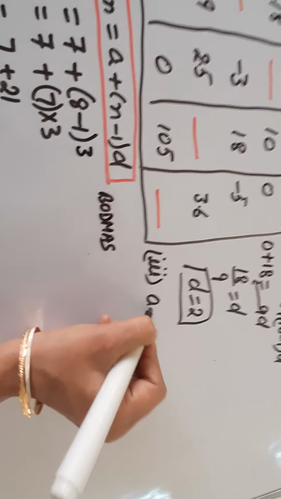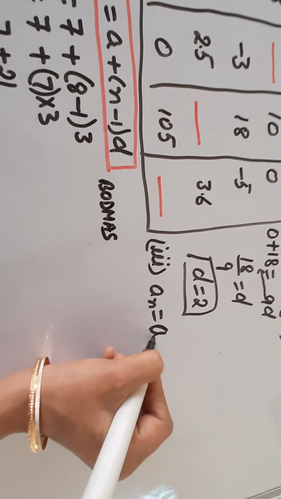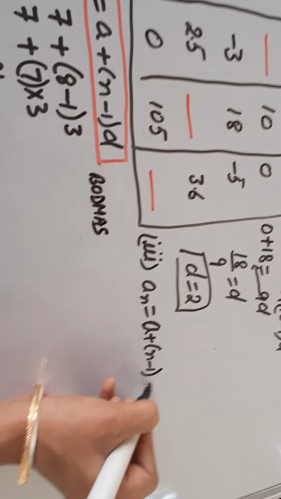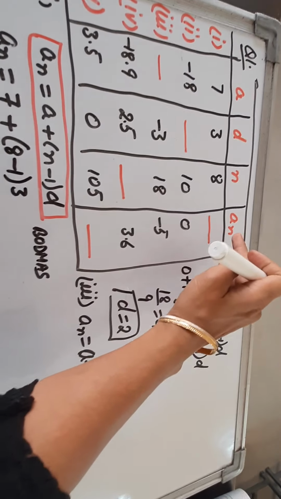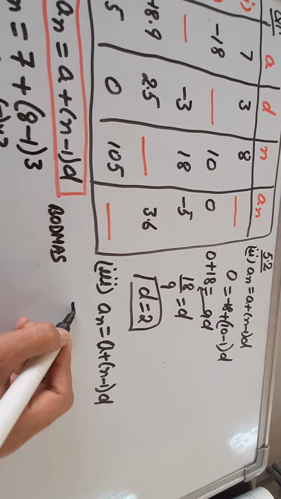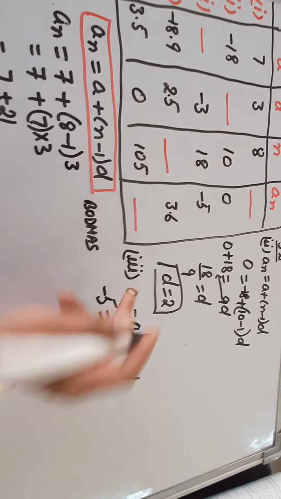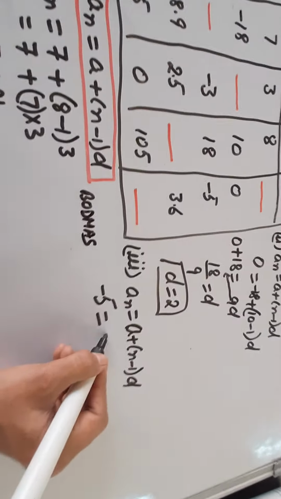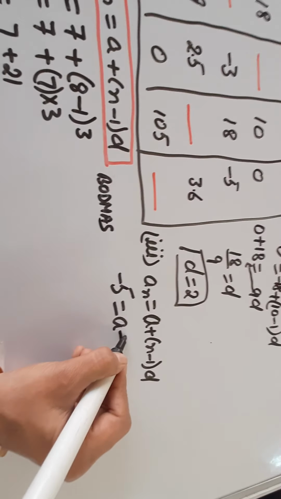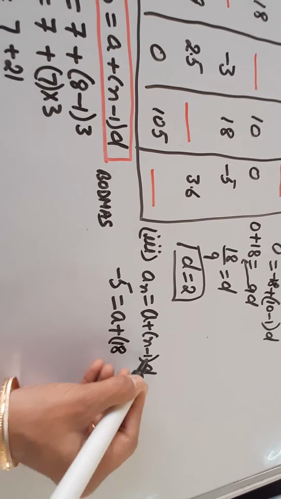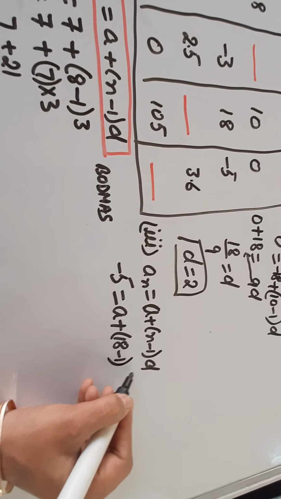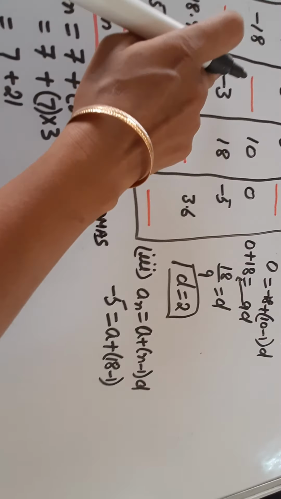Now again, an is equal to a plus n minus 1 into d. Now look at the third part. Now a is missing to us. an is given to us as minus 5. So put the value, minus 5 is equal to, what is a? It is missing. So write it as it is, plus bracket n. What is n? It is 18 minus 1 from the formula multiplied by d. What is d? Minus 3.